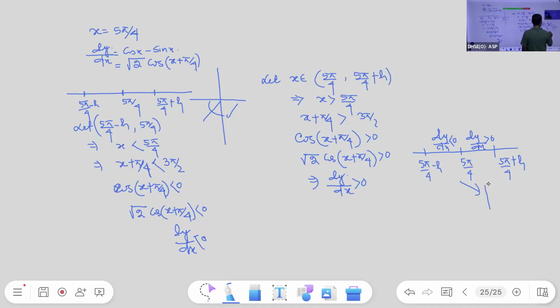The point of local minimum. And the local minimum value is f of 5 pi by 4, that is minus root 2.